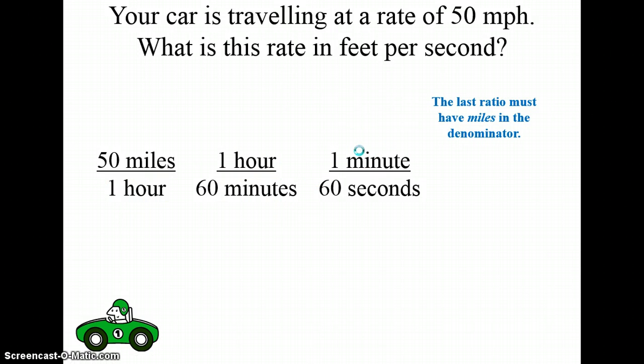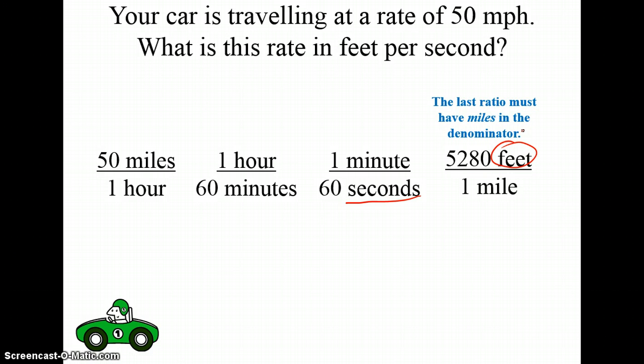The last ratio has to get miles in the denominator because I still have to deal with this unit, which is not important to my answer. But I do know how many feet are in 1 mile. This is helpful because now I've got miles in the numerator, miles in the denominator. I can cancel them out. I already have seconds in the denominator, which is good because that's what I'm looking for. And I have feet in the numerator, which is great because that's the other unit I need to have in my answer.